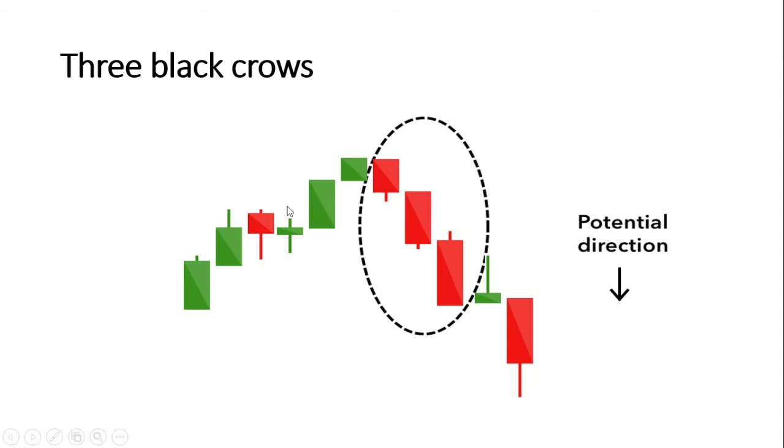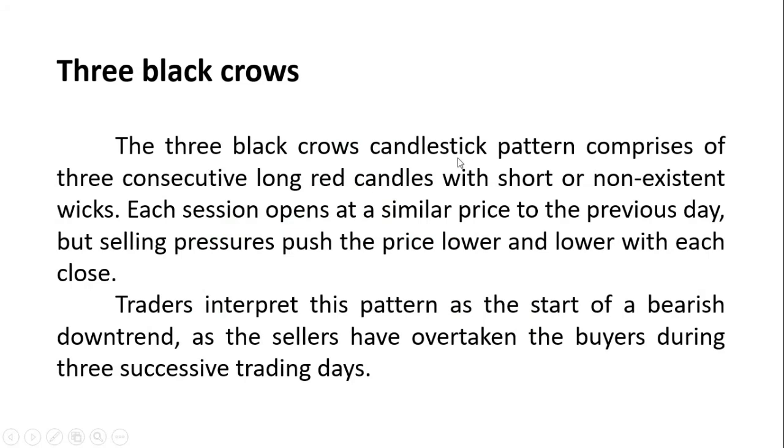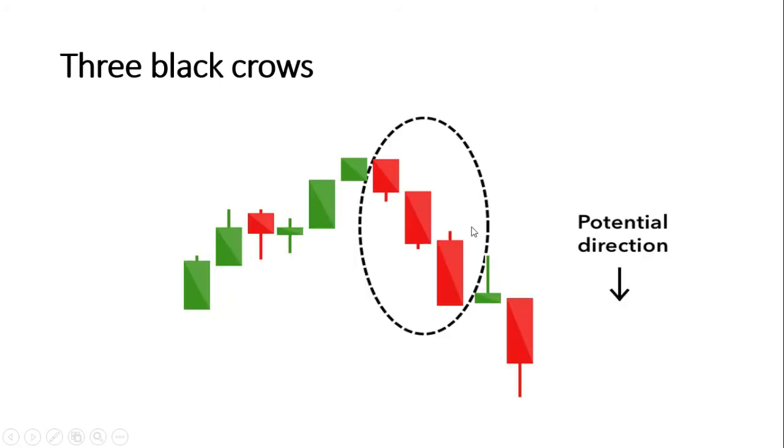So next, it's about three black crows. I'll be explaining how to analyze this pattern. The three black crows candlestick pattern comprises three consecutive long red candles with short or non-existing wicks. As you can see, there are three continuous red candles in an uptrend market. The market is upwards, and suddenly there form three red candles with no wicks or small wicks. When it forms like this, you have to know that it's three black crows.